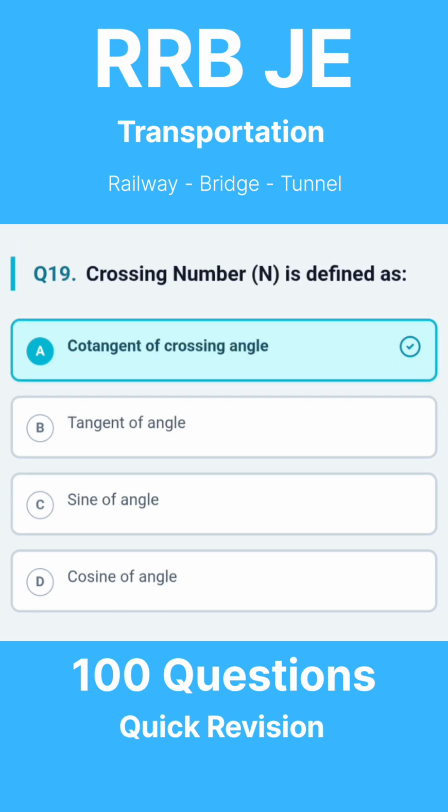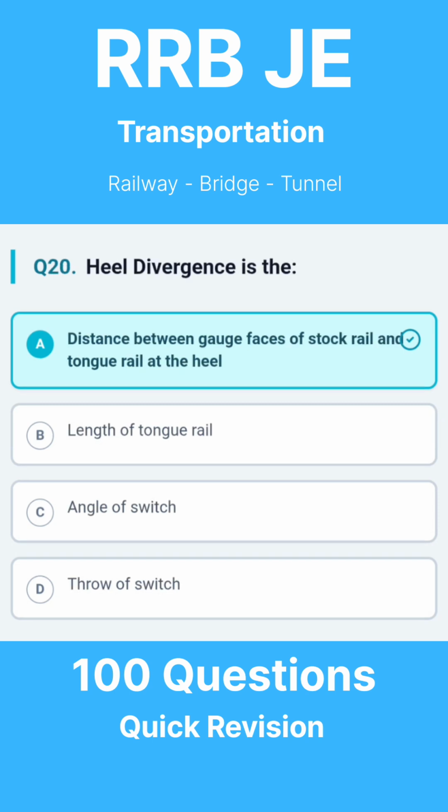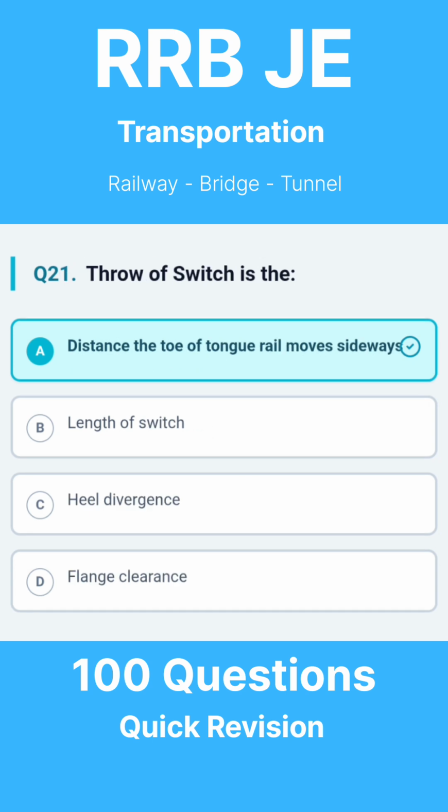Question 19. Crossing number n is defined as. The correct answer is cotangent of crossing angle. Question 20. Heel divergence is the. The correct answer is distance between gauge faces of stock rail and tongue rail at the heel. Question 21. Throw of switch is the. The correct answer is distance the toe of tongue rail moves sideways.